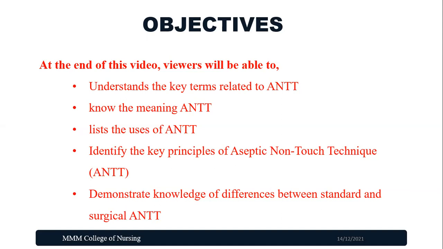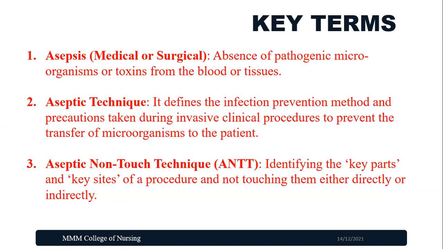Before that, let me tell you some of the key terms that are related to ANTT. The first key term we should be familiar with is asepsis, that is either medical or surgical asepsis, which means absence of pathogenic microorganisms or their toxins from the blood or tissues of the human being. The second term is aseptic technique. It defines the infection prevention method and precautions taken during invasive clinical procedures to prevent the transfer of microorganisms to the patient.